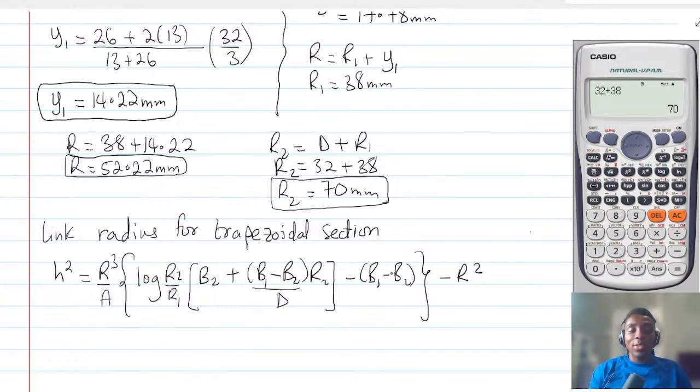So this formula is only used when you are dealing with a crane hook question. And this question is a typical exam question. This is a typical exam question because this is like a full question on its own. So please, take your time and go through this question.